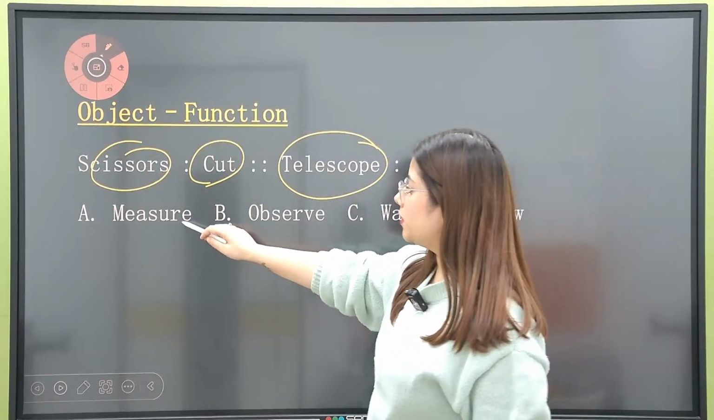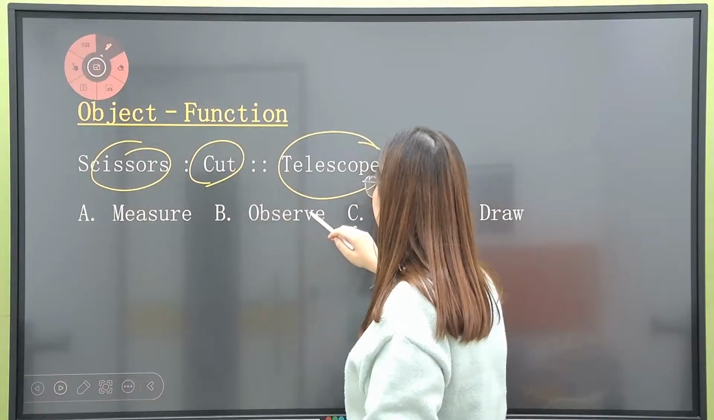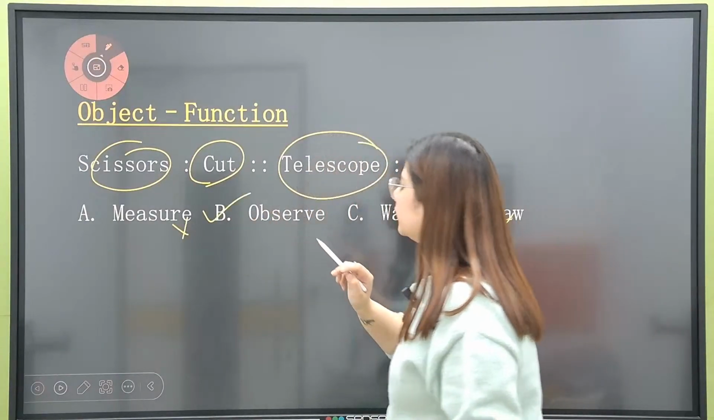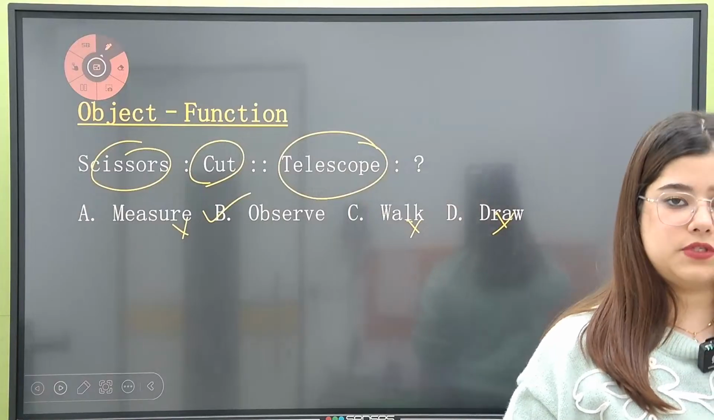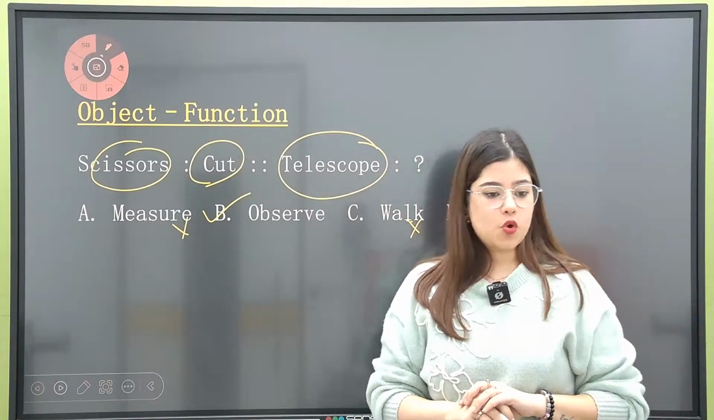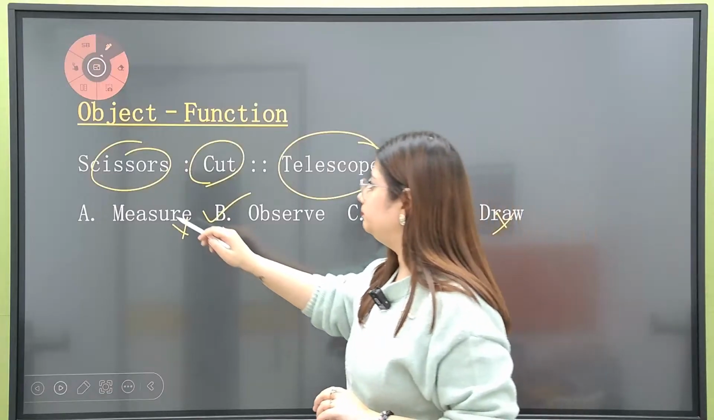So measure, we are not measuring anything using a telescope. Walk, draw, incorrect, incorrect, incorrect. The correct option would be observe. So scissors is to cut, such as telescope is to observe.